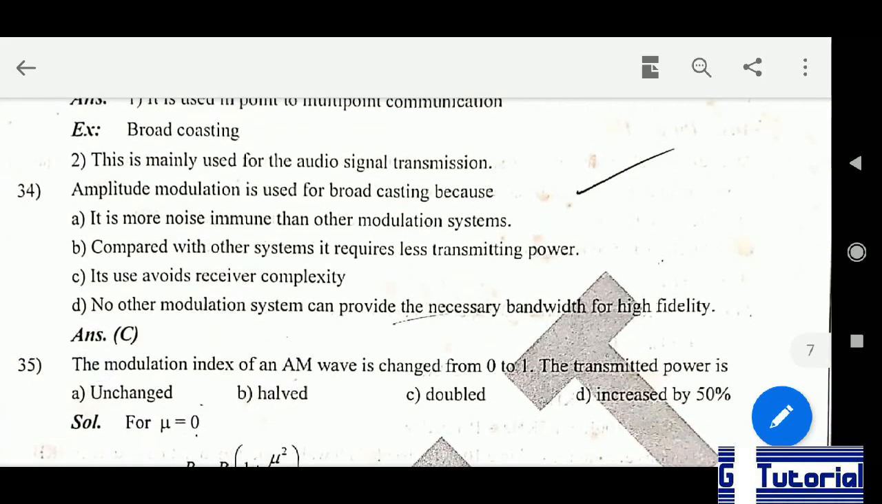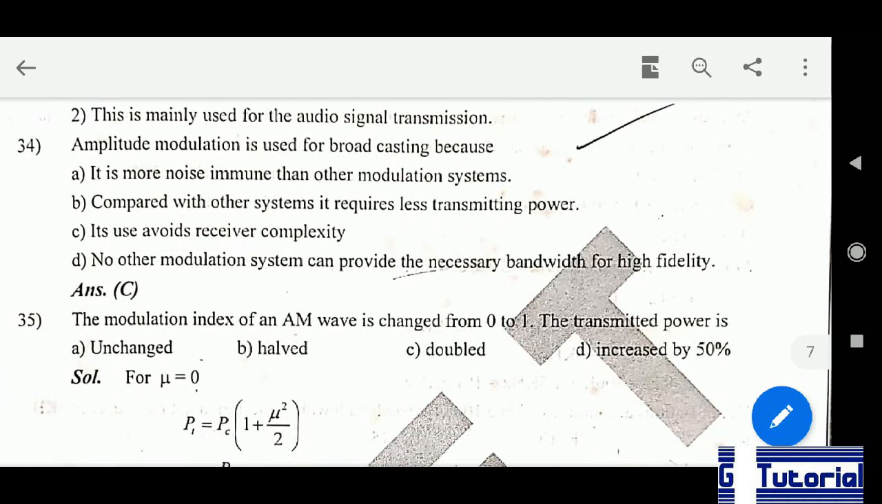Next question. Amplitude modulation is used for broadcasting signal because it avoids receiver complexity. That is, the receiver is very simple. So AM is used for broadcasting because receiver complexity is reduced.